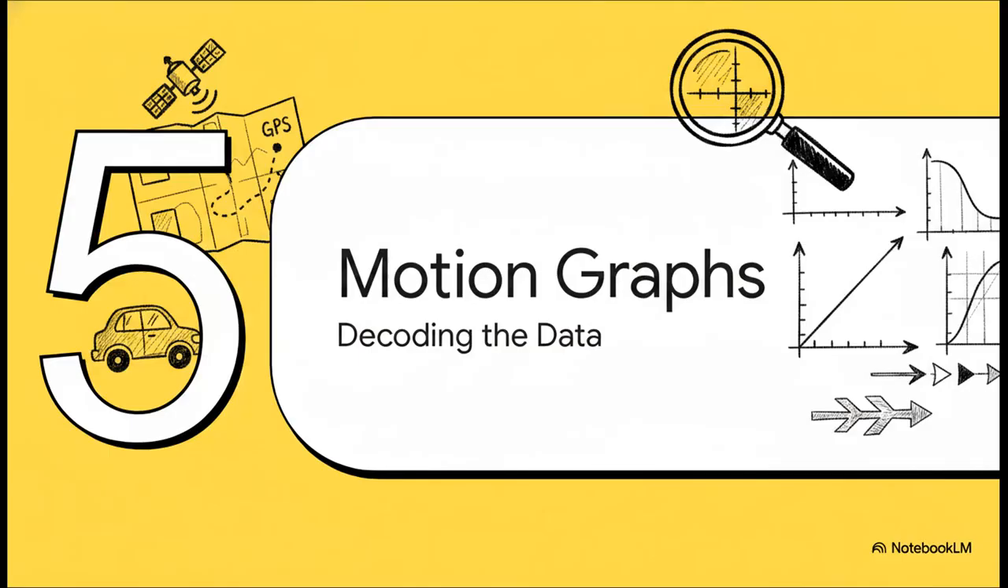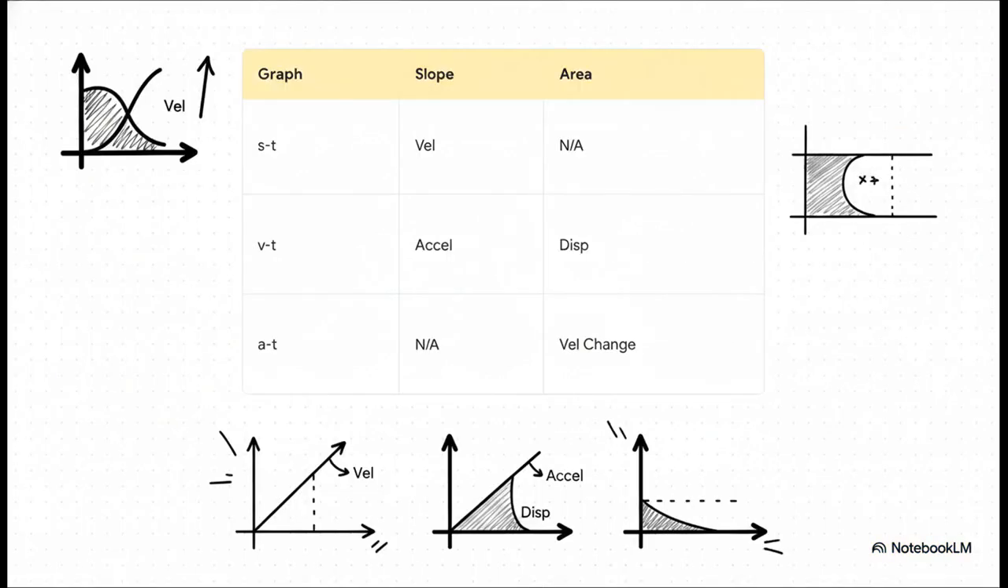For our final stop, we're putting the car in park. Section 5, Decoding Motion Graphs. This is where visuals really do all the heavy lifting for us. I am literally begging you to take a screenshot of this table right now. I'm totally serious. This is your ultimate decoder ring for exams. It tells you exactly what any graph is trying to communicate.